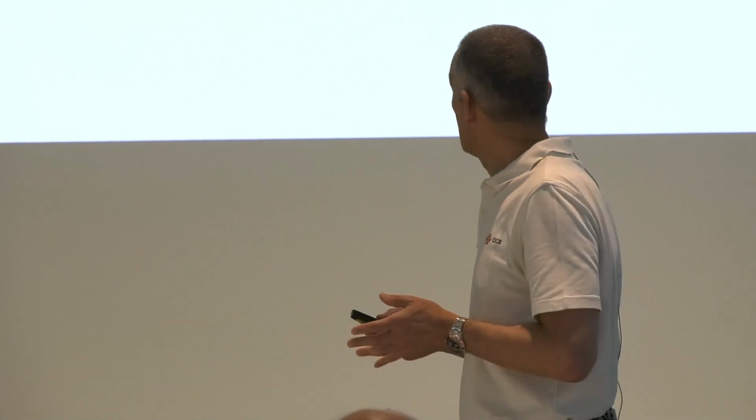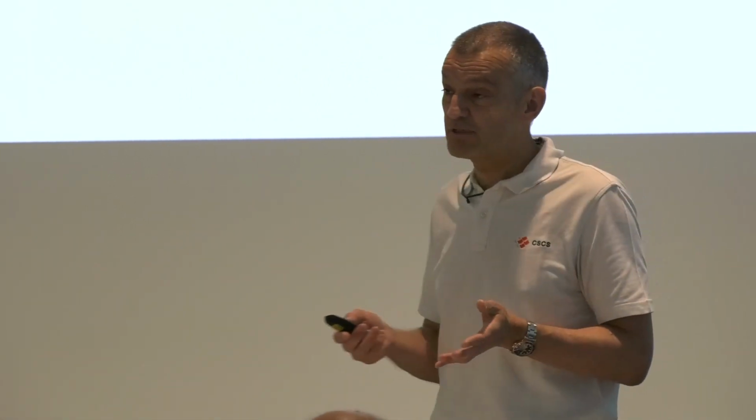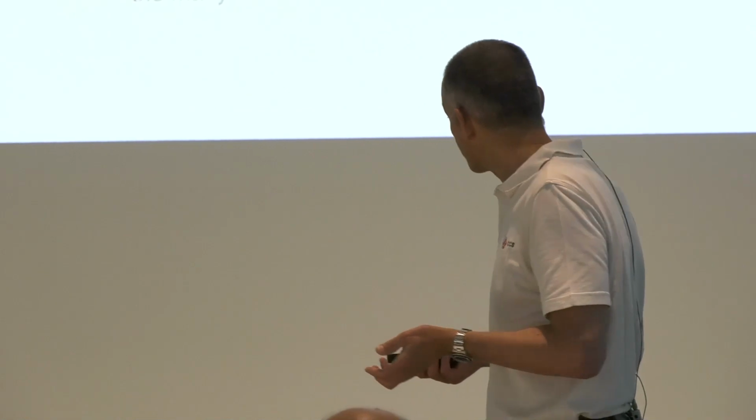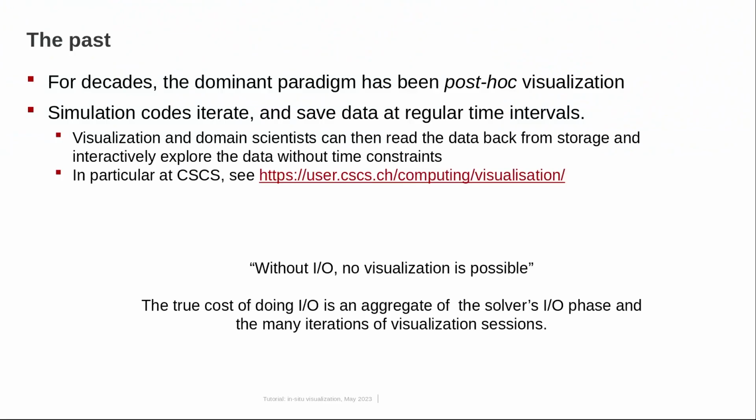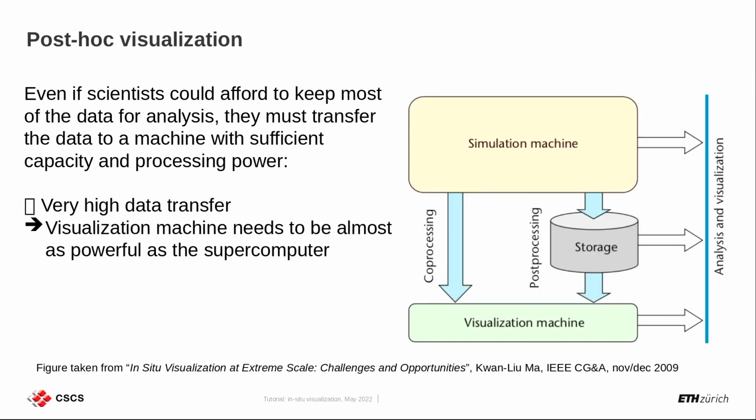In summary, without I/O, no visualization is possible. What is the purpose of doing simulation if you cannot actually write the result somewhere? So the true cost of a computational cycle is really the simulation, and then the I/O, which you need to do multiple times between your simulation and your visualization app.